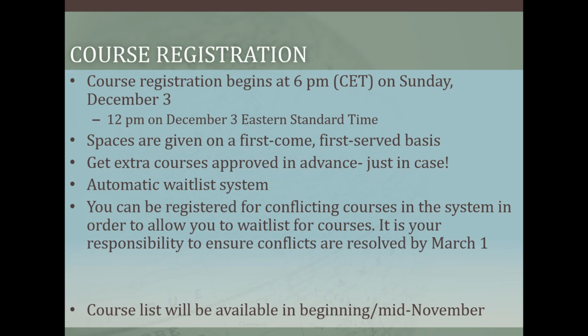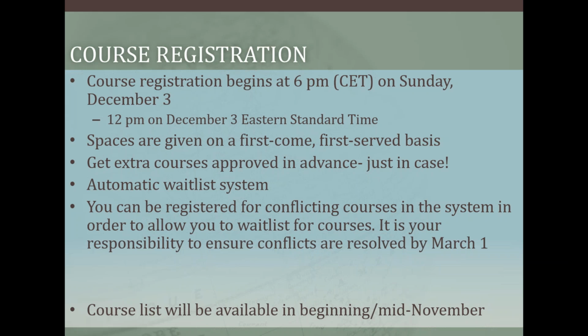We recommend that you get at least 1 or 2 extra courses approved from your home university in advance, just in case you end up waitlisted for one of your first choices. If you register for a course which is already full, you're automatically placed on a wait list. So it doesn't mean that it's impossible for you to get into the course, but it does mean that enough students from the course have to drop in order for you to be bumped in, and you'll be bumped in automatically. If enough spaces become available, you'll be automatically moved into the class.